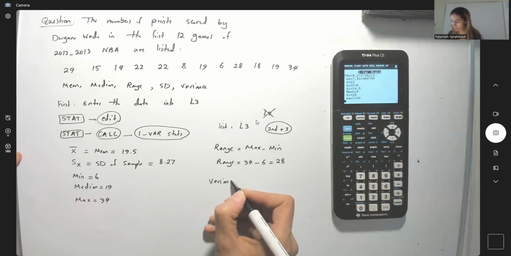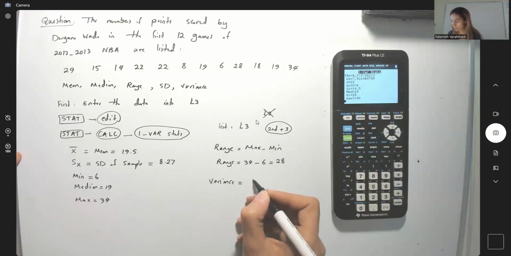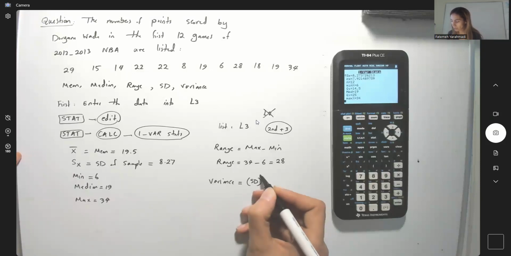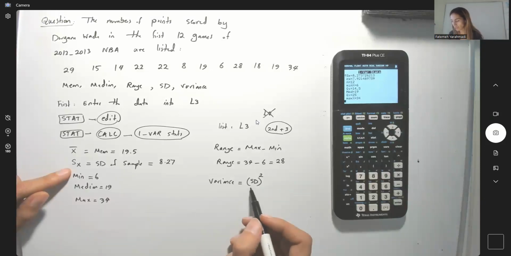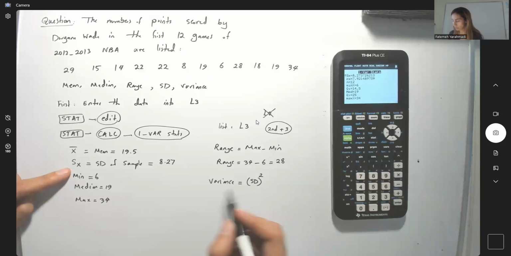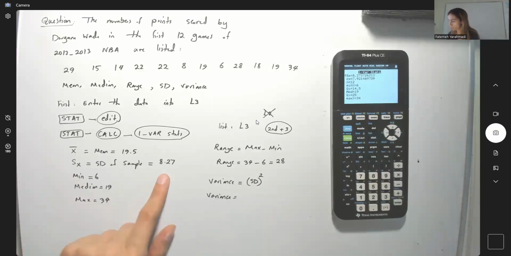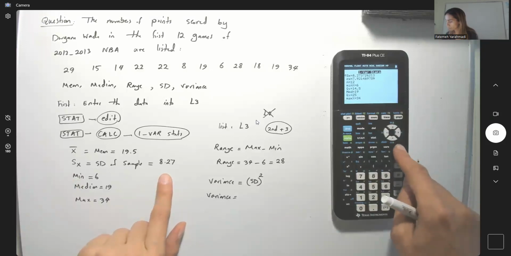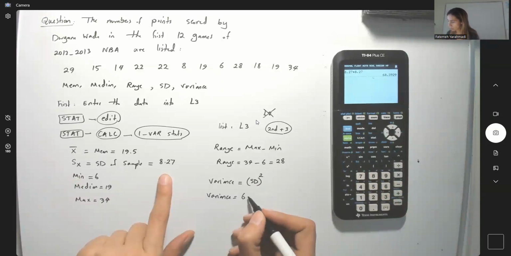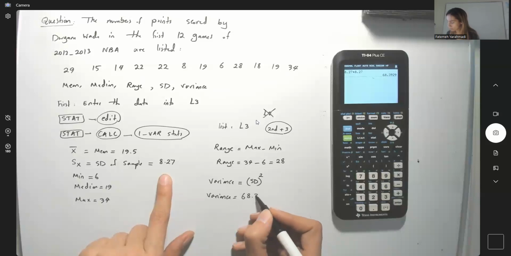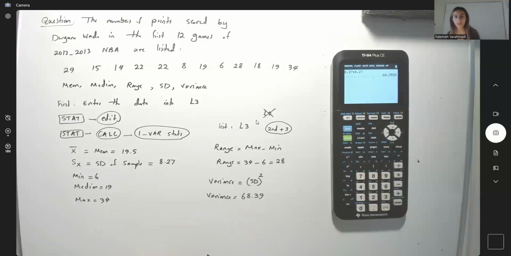The variance is equal to the standard deviation raised to the second power. You need to take your standard deviation and multiply it by itself. So the variance is equal to 8.27. I'm going to just do the calculation here. 8.27 times 8.27, which is about 68.39. This is the variance.